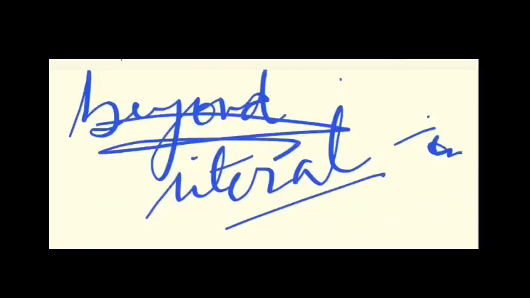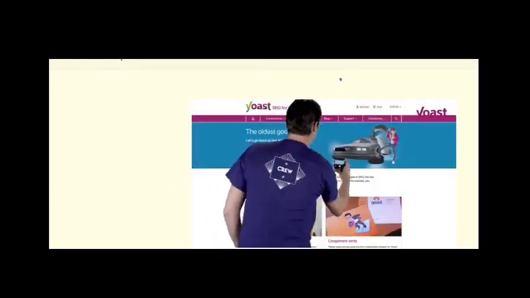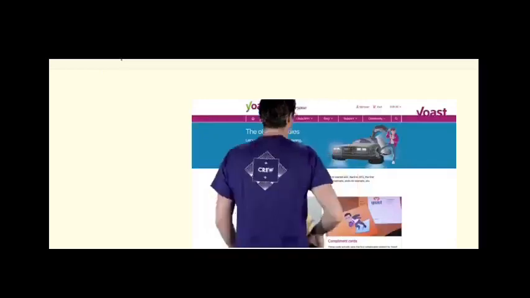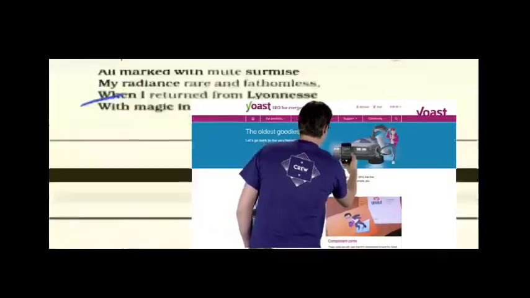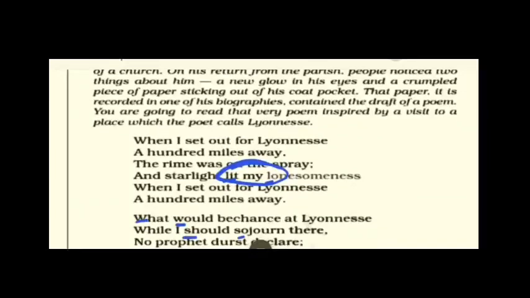For example, in the poem, let us find an example from the poem. Okay, let me rub this. Let us go back to the poem and see if the poet has used symbolism effectively. Okay, let us rub this as well.